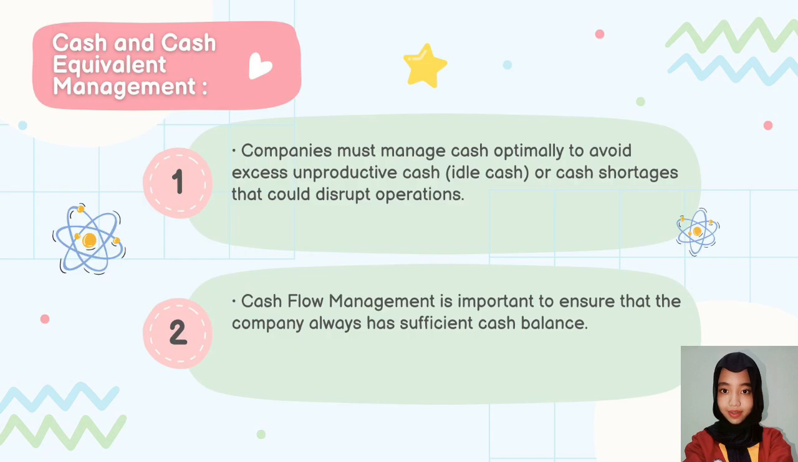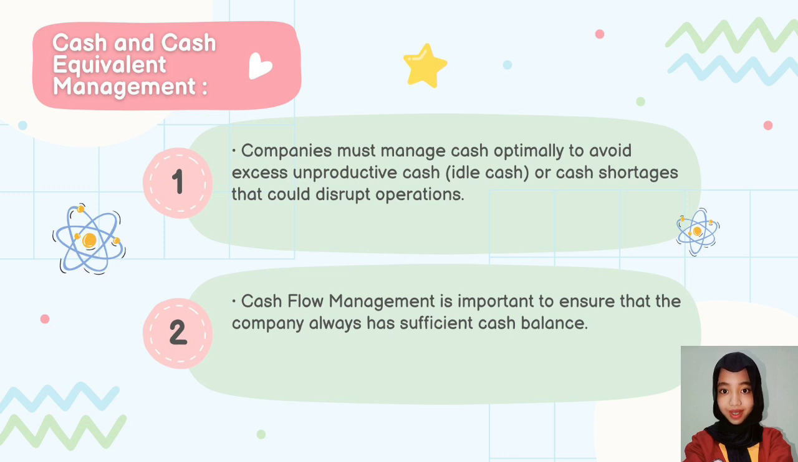Cash and cash equivalent management. Companies must manage cash optimally to avoid excess unproductive cash, idle cash, or cash shortages that could disrupt operations. Cash flow management is important to ensure that the company always has sufficient cash balance. In general, cash and cash equivalents are recorded in the Statement of Financial Position, balance sheet, in the Current Assets section.